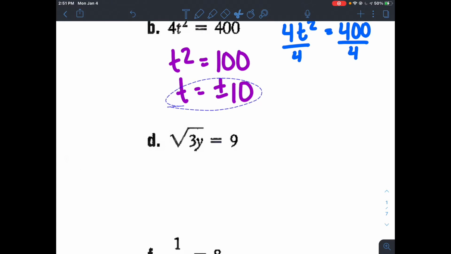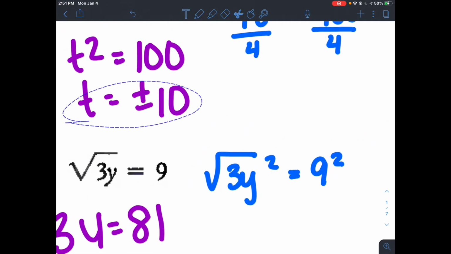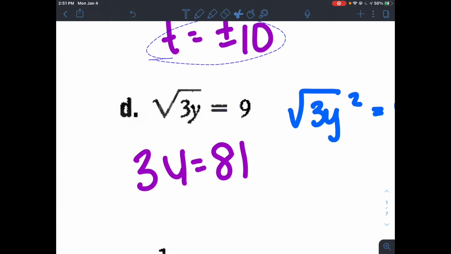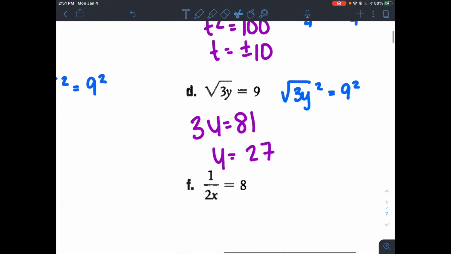Same thing for D. I have to get rid of that square root sign before I can do anything else because it's like trapping the 3y, so I need to get rid of it. To do that, I'll square both sides. I'm left with 3y. It's not 9y, so don't get that confused. It's just 3y because your square root and your squared are canceling each other out. It's not doing anything to the 3 or to the y. Equals 81, and then we'll divide by 3 to both sides, and we get 27.